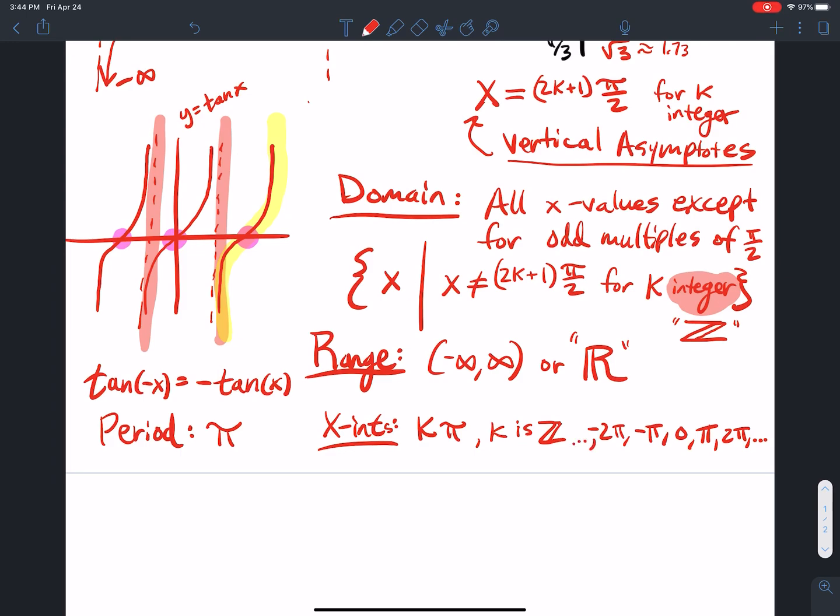Okay? So the y-intercept, is there a y-intercept? Yeah, it looks like there's one y-intercept at y equal to 0. We have y-intercept 0, 0 here. Okay. All right. So I think that pretty much gets your tangent going there.